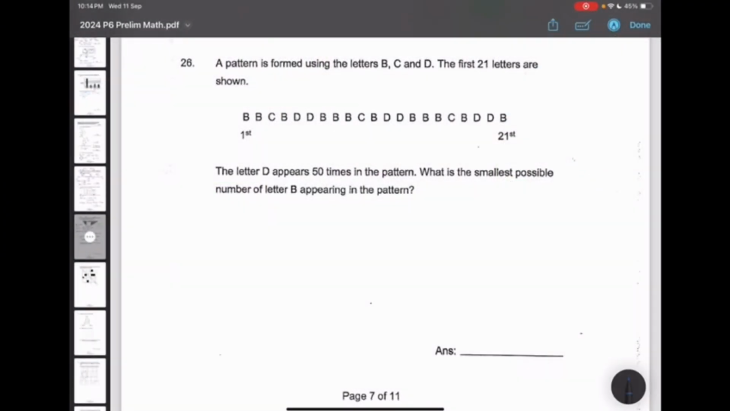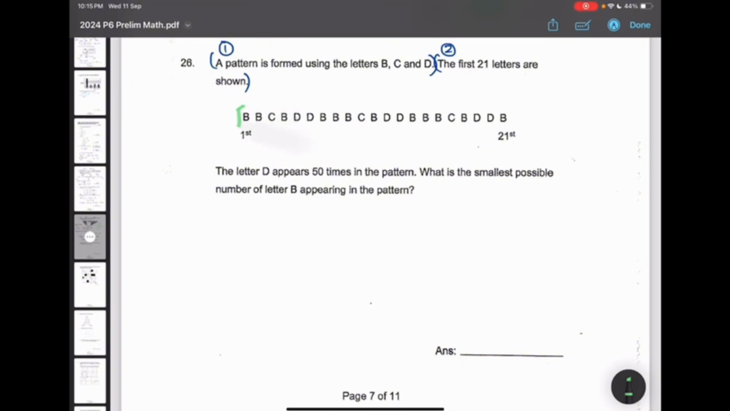Alright, moving on to question number 26. Let's jump right in. A pattern is formed using the letters B, C, and D. Alright, this is sentence number 1. Okay, let's go on to sentence number 2. The first 21 letters are shown. Looking at the first 21 letters below, what I notice is that I can break it up into 3 parts, each part being a small pattern.